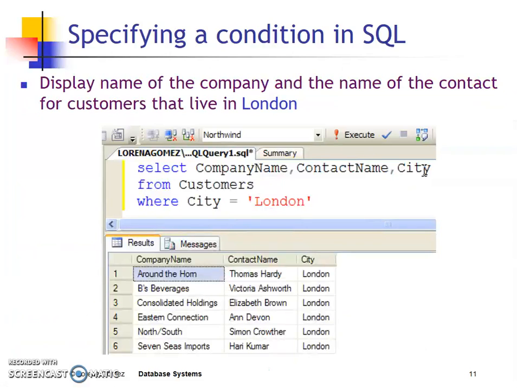If I want to display just some records, I can use the WHERE clause to put a condition. So here I select the CompanyName, the ContactName, the City from the Customers table, where the city is equal to London. As you can see, only the records with city London will be in your output.